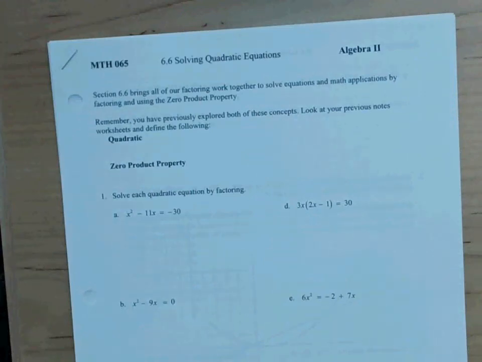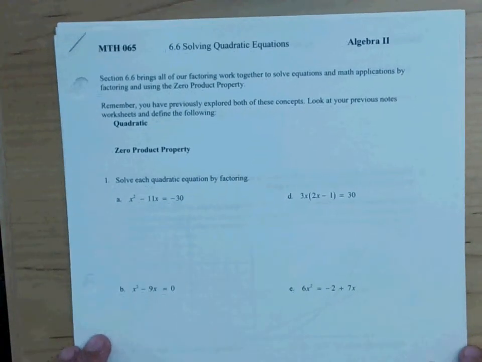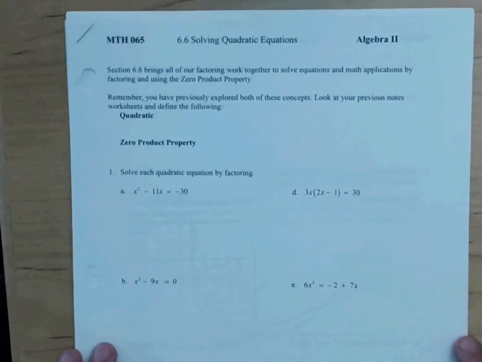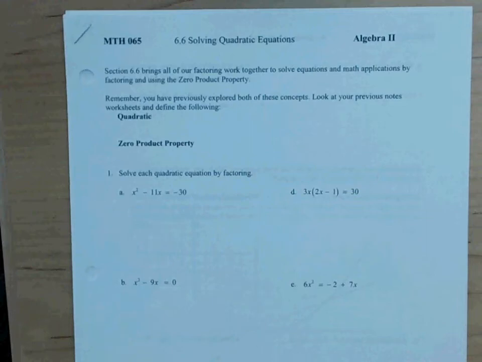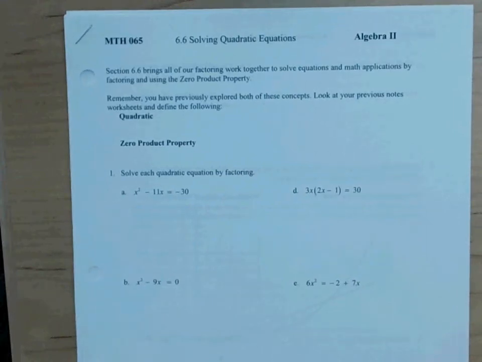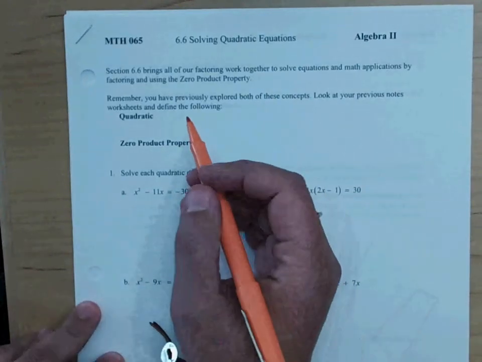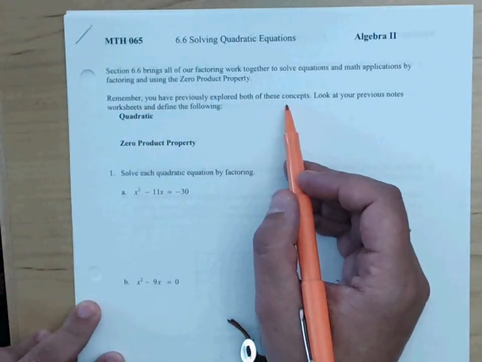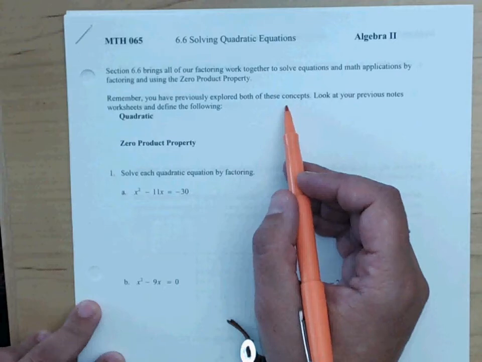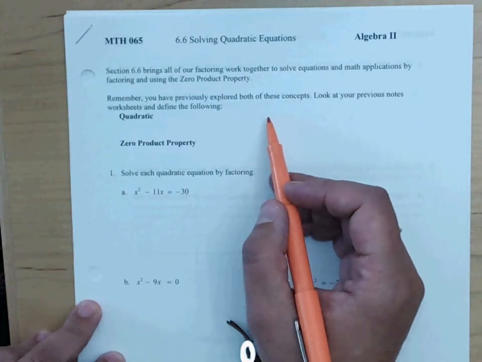Okay, welcome to Math 65, talking today about solving quadratic equations. We did start talking about this a little bit in 6.4. So section 6.6 brings all of the factoring work together to solve equations and math applications by factoring and using the zero product property. Remember we previously explored these concepts, so look back at your notes on worksheets and define the following.